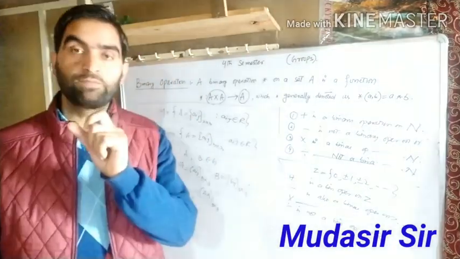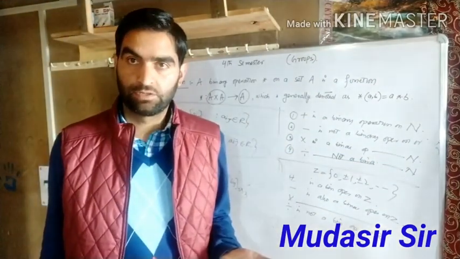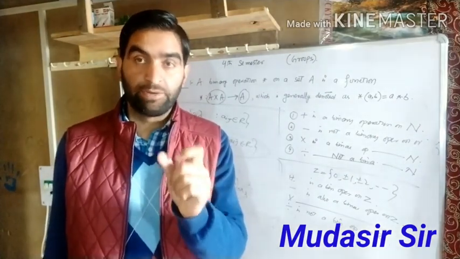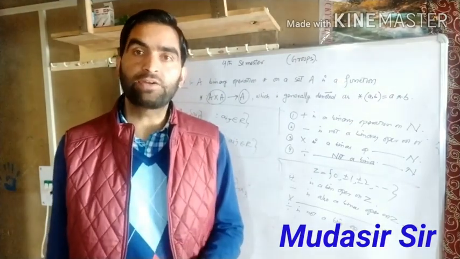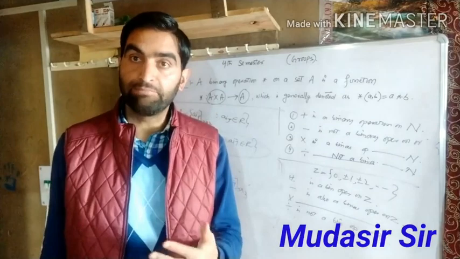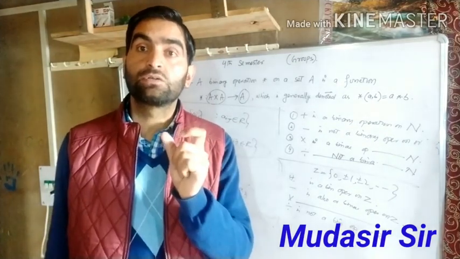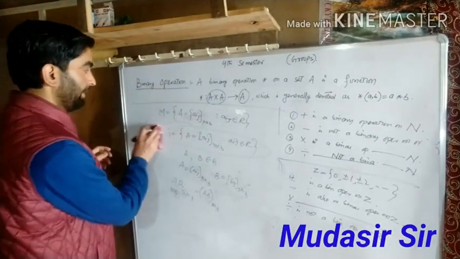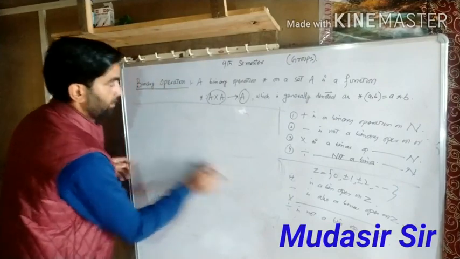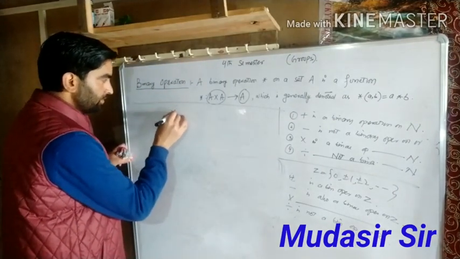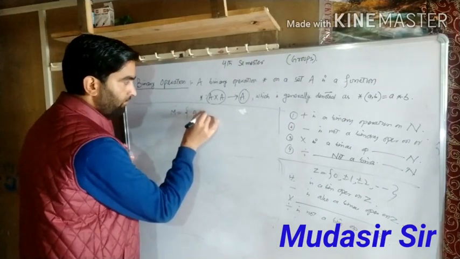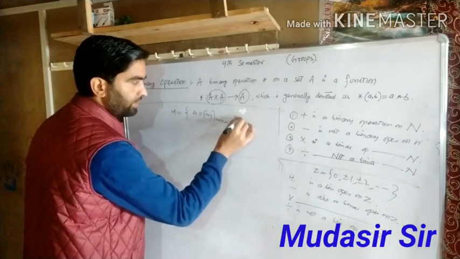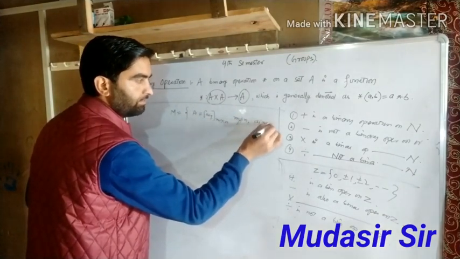If you have a set containing all 2 by 3 matrices, then multiplication is not a binary operation on it. But if you select the set of all square matrices of any order, then matrix addition and matrix multiplication are binary operations on M. If I say take M is equal to set of all matrices A of order M by N, where M is not equal to N, Aij belongs to R.